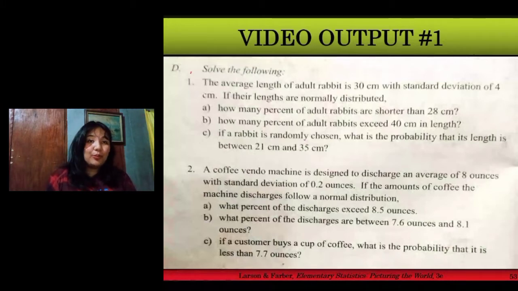So for the video output number 1, we have two questions with 3 scenarios each. For number 1, the question is: the average length of adult rabbits is 30 cm with a standard deviation of 4 cm, if their lengths are normally distributed. There are 3 scenarios that need to be solved. For A, how many percent of adult rabbits are shorter than 28 cm? For B, how many percent of adult rabbits exceed 40 cm in length? Number C is, if a rabbit is randomly chosen, what is the probability that its length is between 21 cm and 35 cm? So for A, this is how I solved it.